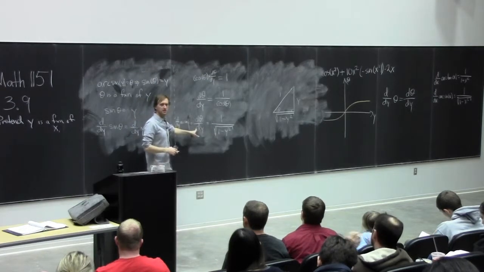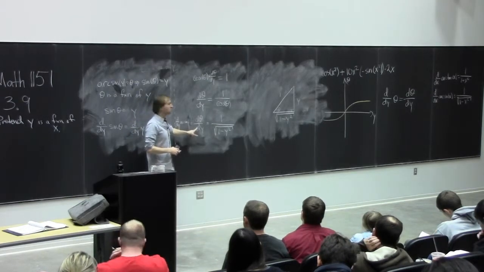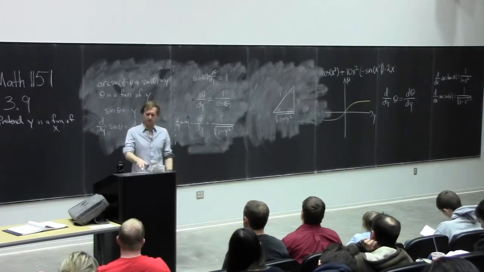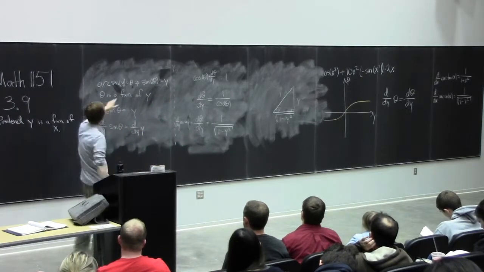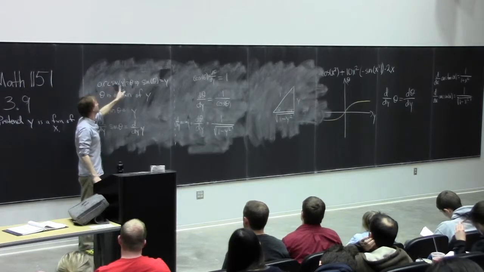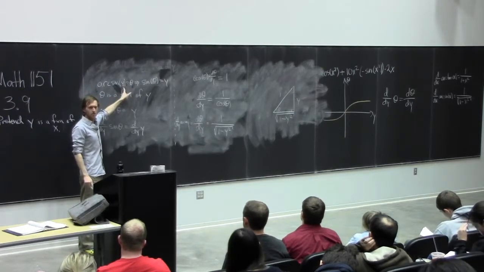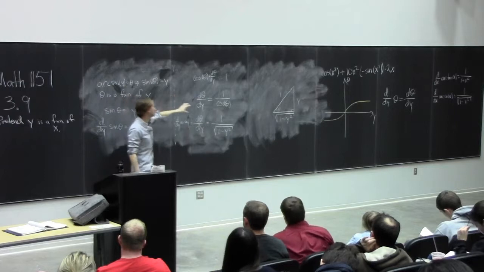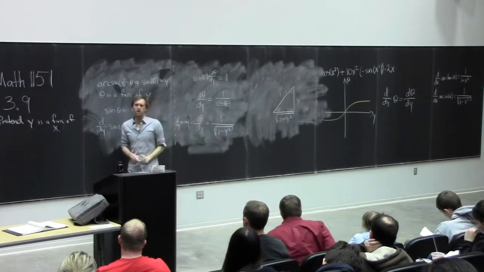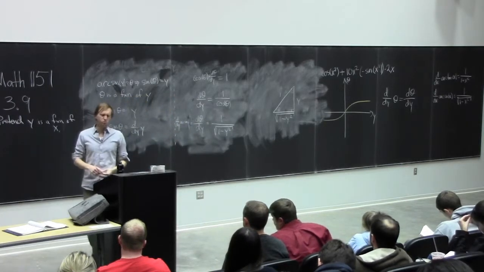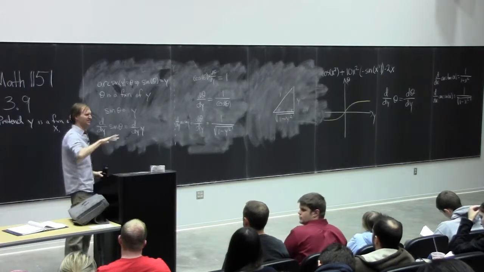Why is this equal to this? She says, why is this equal to this? It doesn't look the same. Well, theta is equal to arcsine of y. And so all I'm doing is taking the theta here that I see and replacing it with arcsine of y. This is really kind of subtle.